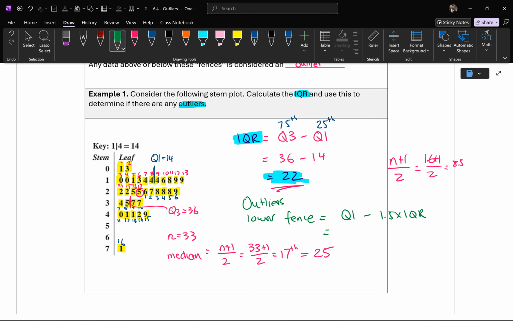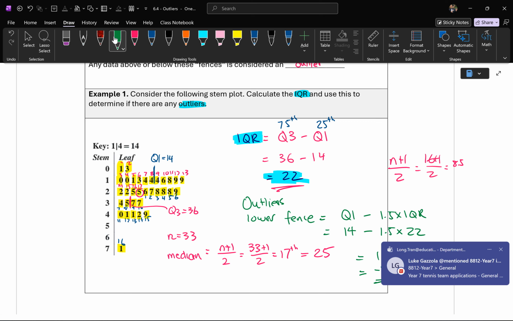Let's work out a lower fence. Q1, which you already know is 14. 14 take away 1.5 times 22. Why 22? Because that's your IQR. Do it on your calculator. 14 take away 1.5 times 22, so that's 22 plus 11 is 33. So 14 take away 33 is, 16 plus 3, 19. So negative 19. All right, so if you have any numbers less than negative 19, which clearly we don't, that will be an outlier. Then you got to calculate the top end.